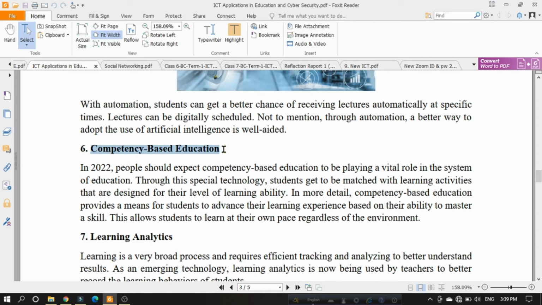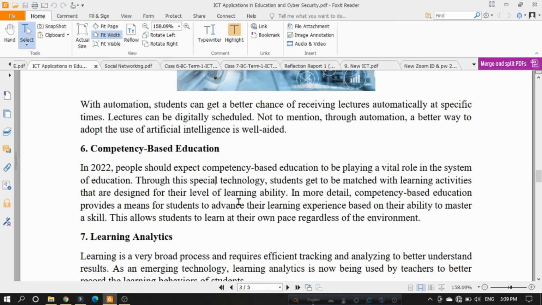Number 6. Competency-based education. In 2022, people should expect competency-based education to be playing a vital role in the system of education. Through this special technology, students get to be matched with learning activities that are designed for their level of learning ability.